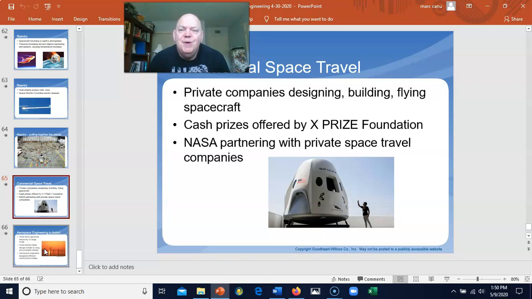The last part, commercial space travel. The reality is, private companies are working on it. They're designing, they're building, they're flying spacecraft. Cash prizes are offered by the X Prize Foundation. NASA's partnering with private space travel companies. It's becoming a reality now. Of course, they have to sign papers about legal liability and all that other stuff, but wow, the idea of space travel.